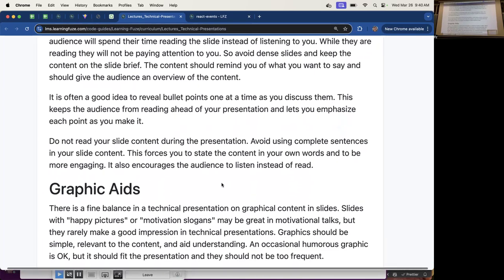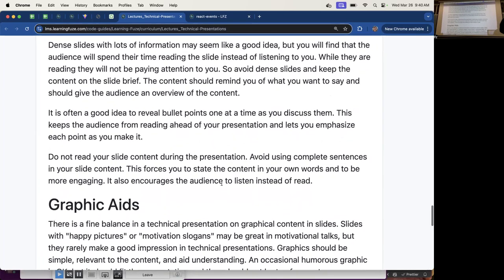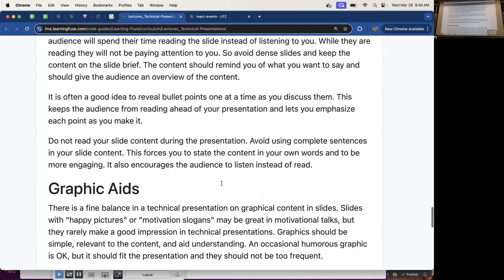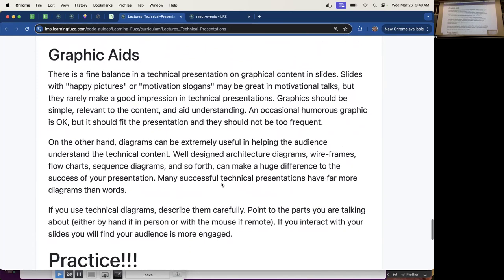And again, don't read your slide content, and avoid using complete sentences in your slides. All right, graphics. Again, photos are usually a bad idea in a technical presentation.